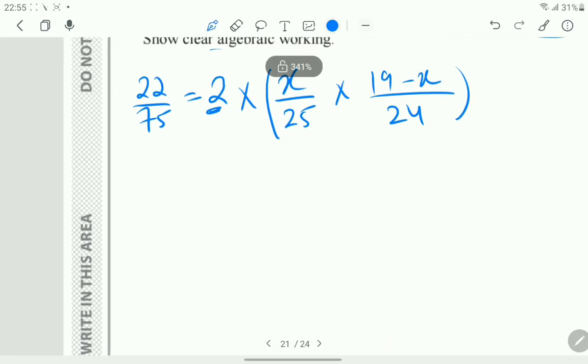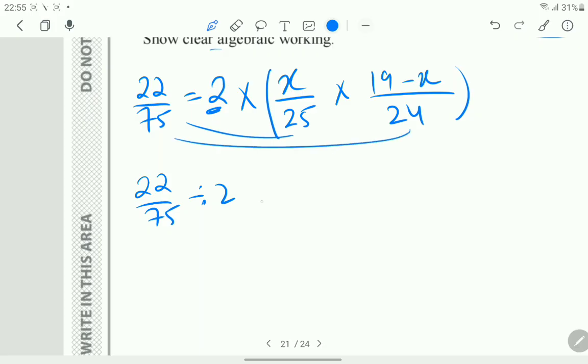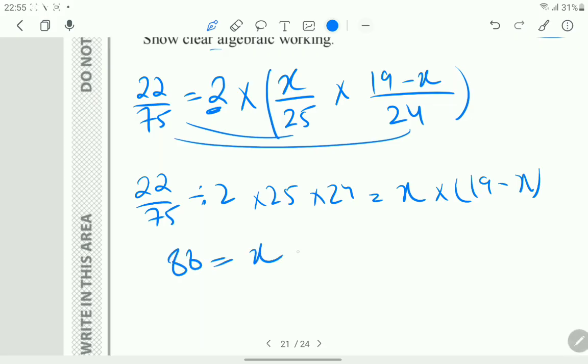So now solving this, we get 22 by 75 divided by 2, and since we are dividing this here, we could multiply this here and multiply this here as well. Into 25 into 24 equals x times (19 minus x). I hope I didn't skip too many steps for you to understand. It's basic algebra, so wrap your heads around that. This gives us 88 equals x into (19 minus x), and 88 equals 19x minus x squared.